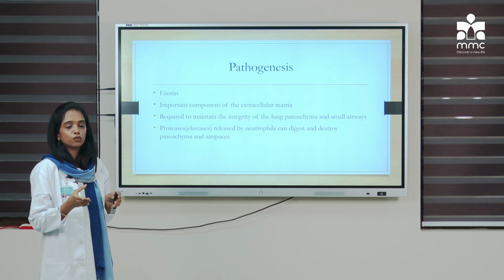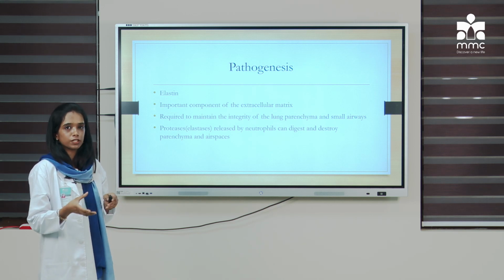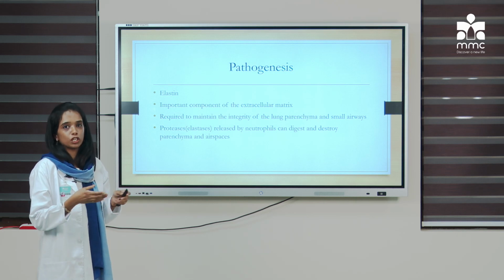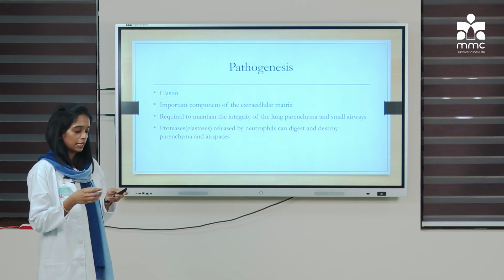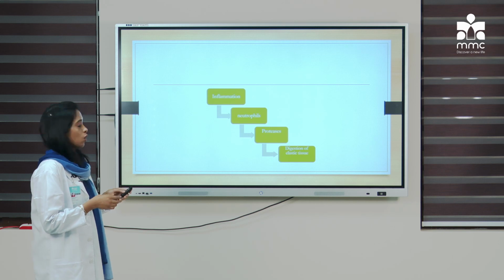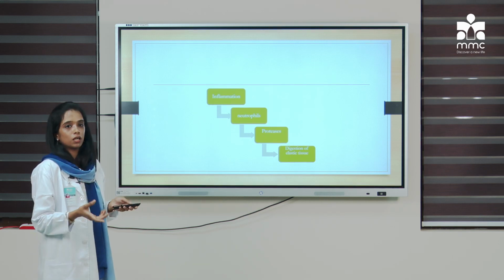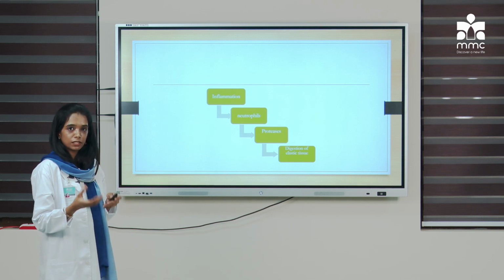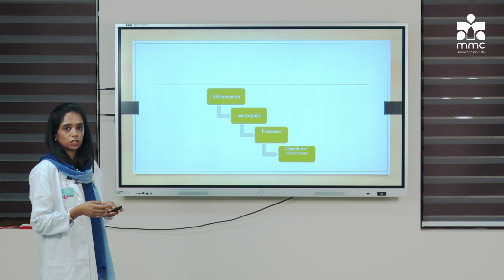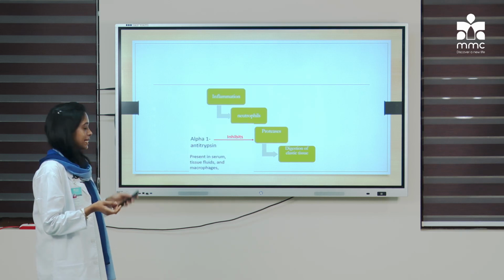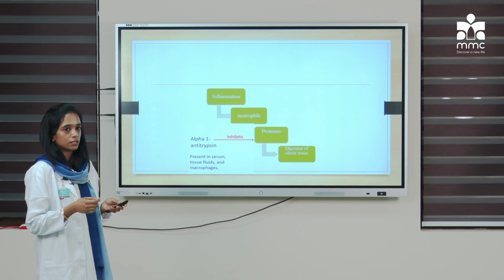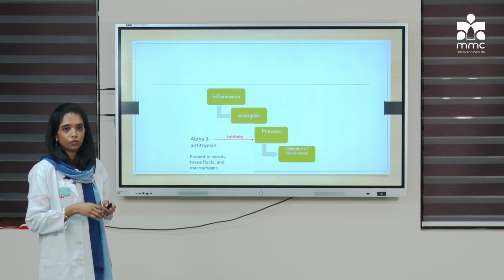In any kind of inflammation or infection where the neutrophils come into play, they can release proteases or elastases and damage the lung parenchyma. Whenever there is inflammation, it calls upon the neutrophils, and neutrophils start releasing proteases which can damage or digest. There is an enzyme called alpha 1 antitrypsin which inhibits these proteases and has a protective effect on the lung.